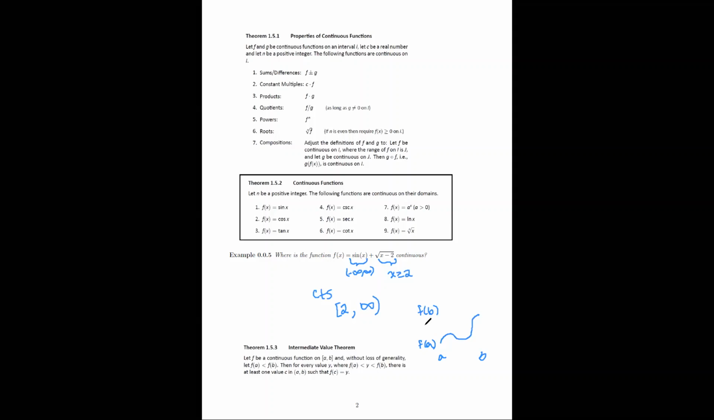So I can pick any y value I want. Let's say this is the y value I want. This function has to pass through that y value. We don't know exactly where it'll pass through that y value, but we know it has to hit it or else our function wouldn't be continuous. So this value c, if I were to plug it into the function, gives me the y value that I'm looking for. So any y value in between f of a and f of b, we have to pass through or else this function wouldn't be continuous.